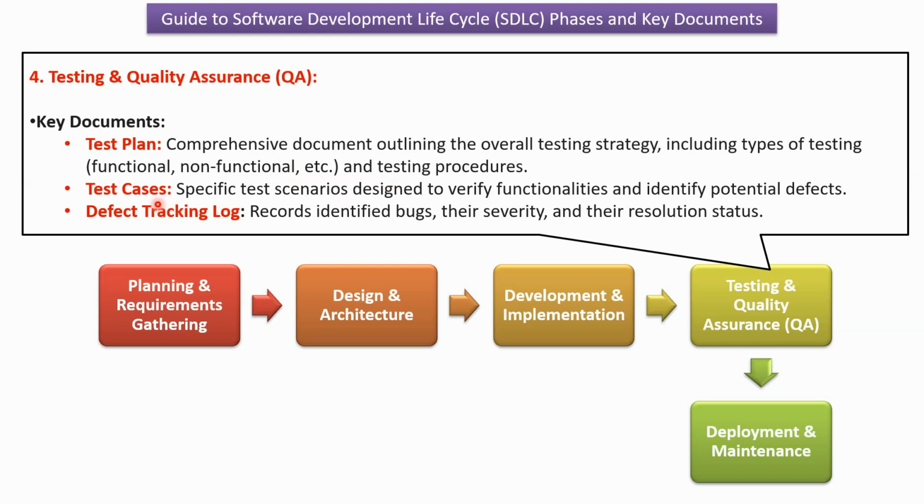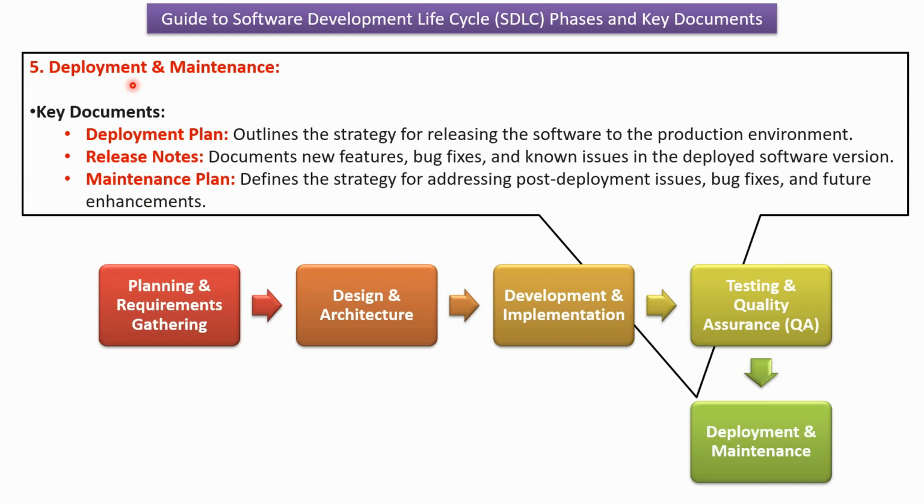The second one is test cases, which cover specific test scenarios designed to verify the functionalities and identify potential defects. Third one is defect tracking log, which records identified bugs, their severity and their resolution status. Fifth one is deployment and maintenance phase. We will see the key documents associated with this particular phase.